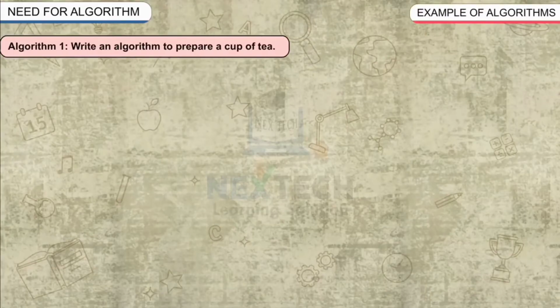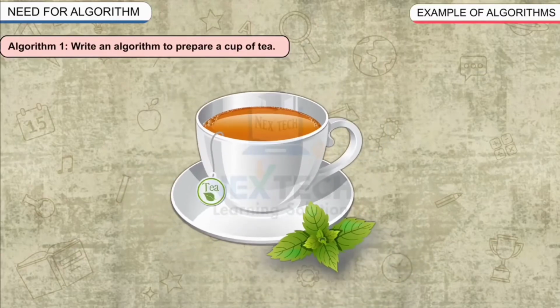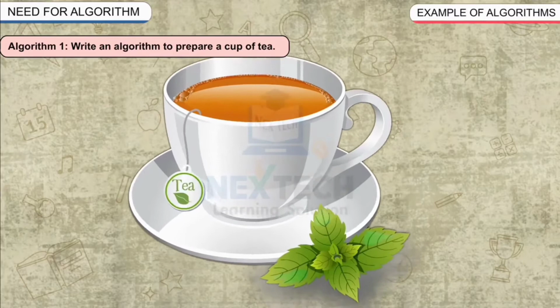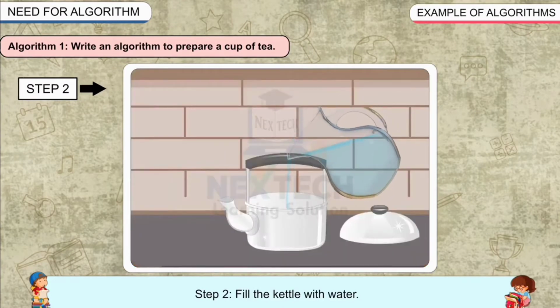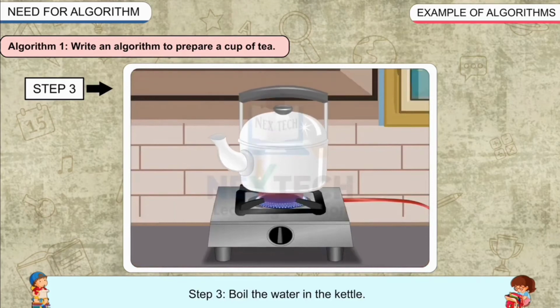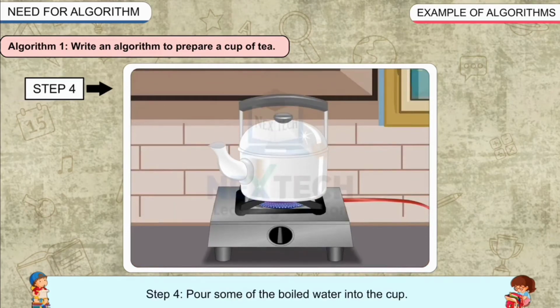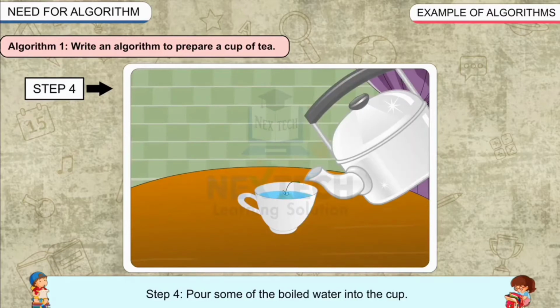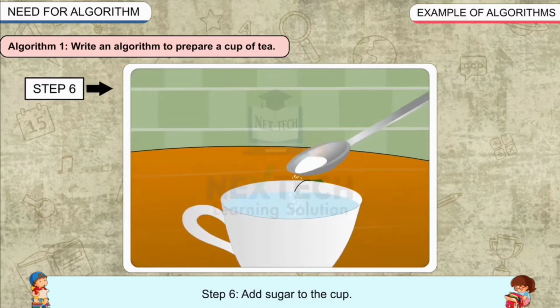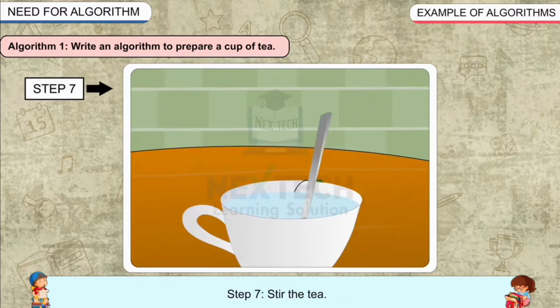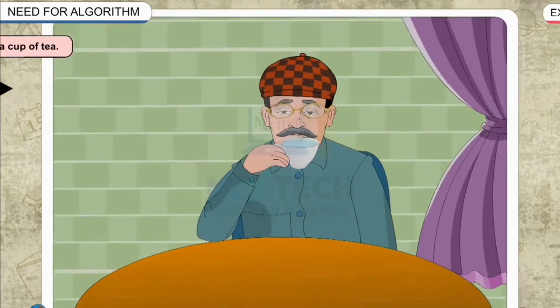Example of an algorithm. Write an algorithm to prepare a cup of tea. Step 1. Put the tea bag in a cup. Step 2. Fill the kettle with water. Step 3. Boil the water in the kettle. Step 4. Pour some of the boiled water into the cup. Step 5. Add milk to the cup. Step 6. Add sugar to the cup. Step 7. Stir the tea. Step 8. Drink the tea.